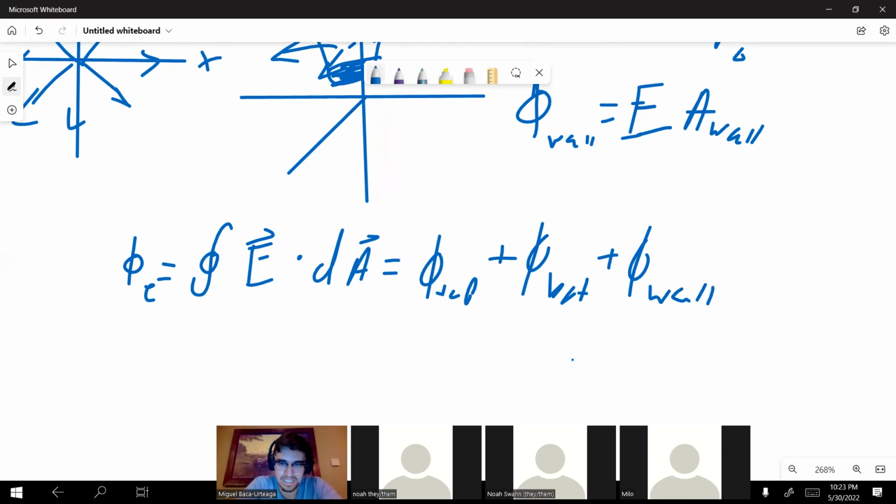Can anyone give me a guess what this equation is going to look like when we plug in, not numbers specifically, but just what it might look like? Excellent suggestions. So this is going to be 0 plus 0 plus... okay, give me a second to think.